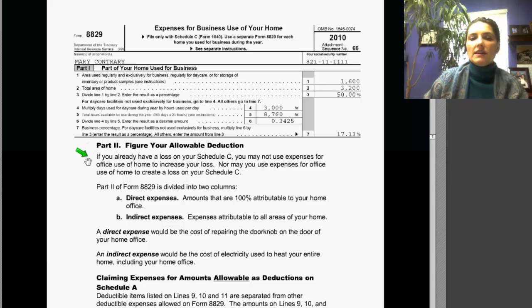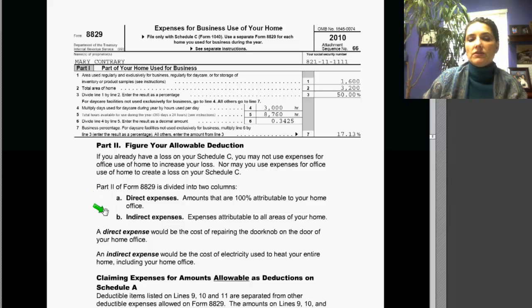If you already have a loss on your Schedule C, you may not use expenses for office use of home to increase your loss, nor may you use expenses for office use of home to create a loss on your Schedule C. Part 2 of Form 8829 is divided into 2 columns. Column A is where you enter direct expenses. These are amounts that are 100% attributable to your home office.